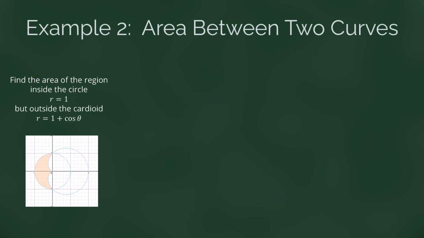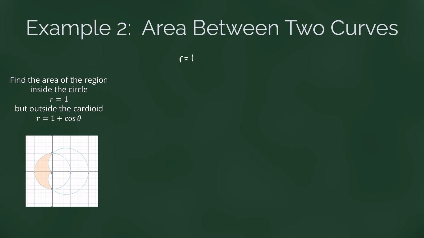Let's try another example. This time, we're going to look for the area that is within the circle r equals 1, but lives outside the cardioid r equals 1 plus cosine theta. So we can use familiar ideas again from finding areas of curves, where we subtract the difference between these two areas. What we're going to start off with is figuring out where these two curves intersect.